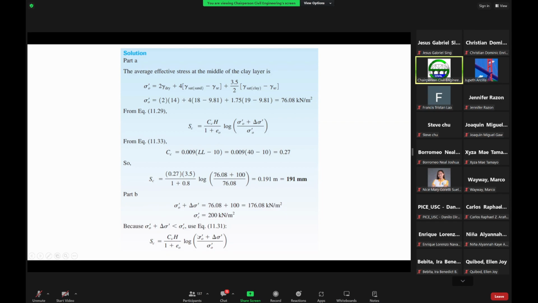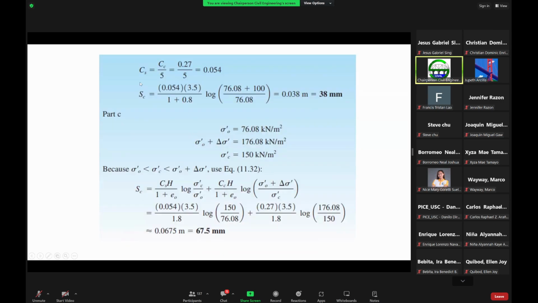Then we can use this formula where C sub S is the swell index. So just substitute the values. Basically, it's just the same as part A. The only difference is C sub S, because there we use C sub C. Here we use C sub S, where the swell index is normally treated as, for example in this case, one-fifth of the compression index.